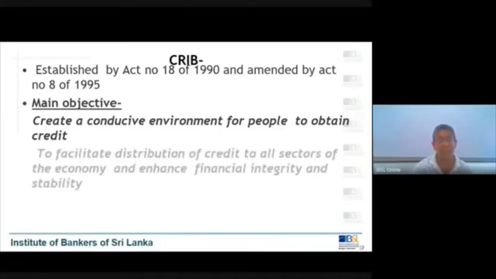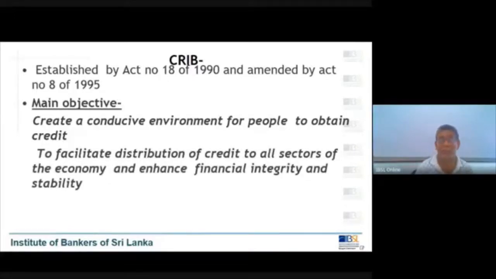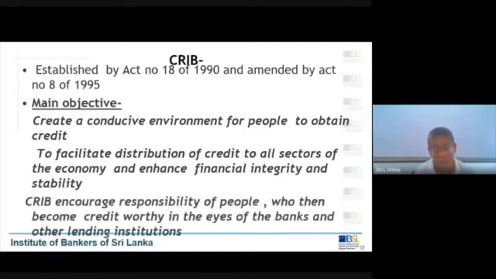The second objective is to facilitate the distribution of credit to all sectors of the economy and enhance financial integrity and stability. Why? Because people get to know that if you have not paid, your name is going to the CRIB and you are not going to get any loans. So he avoids getting into the CRIB, thereby enhancing financial integrity. These are the two main objectives of CRIB. The third one you can also say is that CRIB encourages responsibility, and people then become creditworthy in the eyes of banks and other lending institutions.